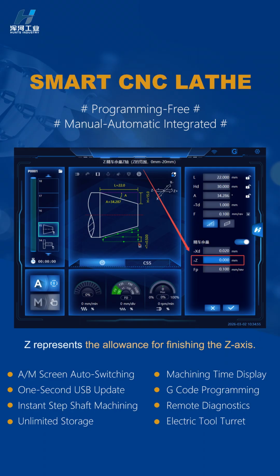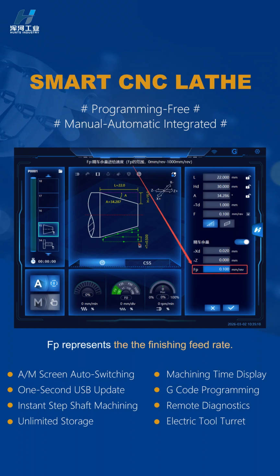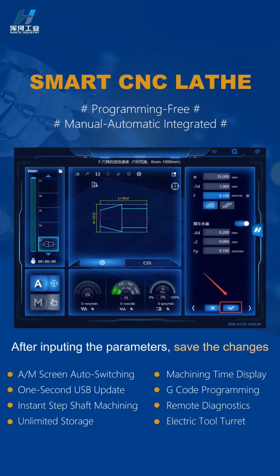Z represents the allowance for finishing the z-axis. FP represents the finishing feed rate. After inputting the parameters, save the changes.